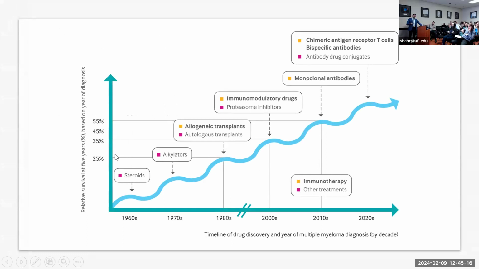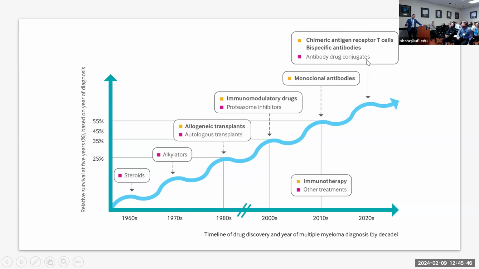In the 60s, we only had steroids, and their 5-year survival was less than 10%. When we introduced alkylator agents, followed by bone marrow transplantation in the 1980s, patient survival increased to 25%. Later, proteasome inhibitors and immunomodulatory therapy were introduced, and patient survival improved to 35%. In the 2010s, the last 10 years, we have daratumumab, a monoclonal antibody, which improved 5-year survival to 55%.